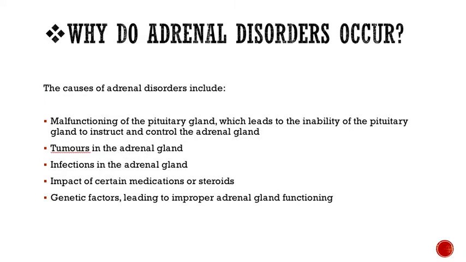Why do adrenal disorders occur? So the causes of adrenal disorders include malfunctioning of the pituitary gland, which leads to inability of the pituitary gland to instruct and control the adrenal gland. Second reason can be tumors in the adrenal gland, infections in the adrenal gland, impact of certain medications or steroids, and genetic factors leading to improper adrenal gland functioning.